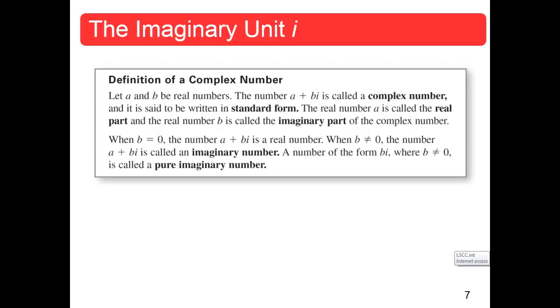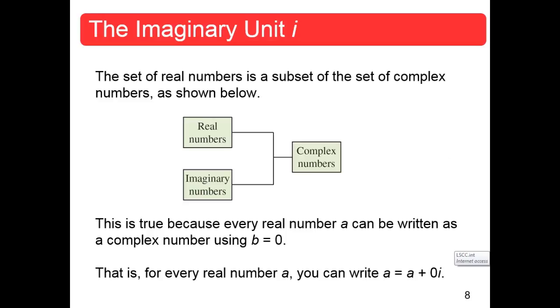This book calls the real number B the imaginary part, which seems a little bizarre. When B is equal to 0, A plus Bi is just a real number. When B is not equal to 0, the number A plus Bi is called an imaginary number. I really don't like that either, but I see what they're saying. The number in the form Bi alone, where A is equal to 0 and B is not equal to 0, is called the pure imaginary number because it has no real part. Okay? A lot of blah, blah, blah, right?